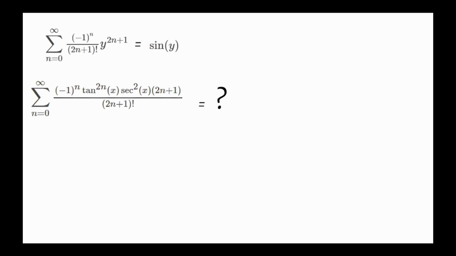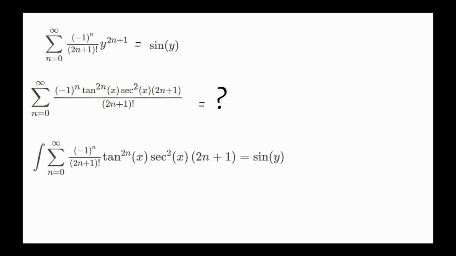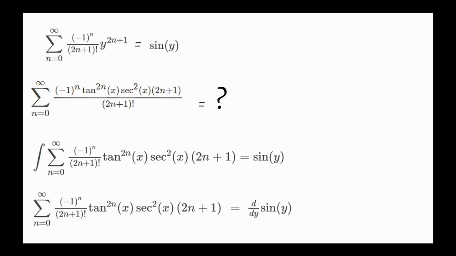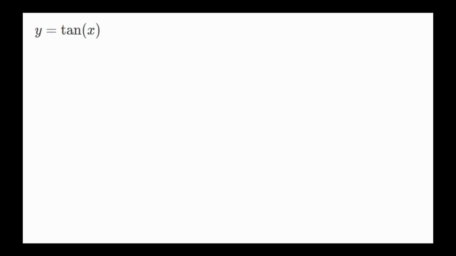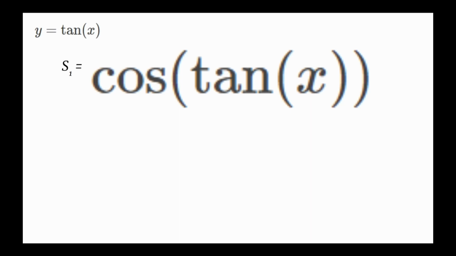So what does the original series equal to? Well, if the integral of the original series is equal to sine of y, then we could just take the derivative of both sides, and boom, we get cosine of y. If y equals tangent of x, then that means the answer is cosine tangent of x.